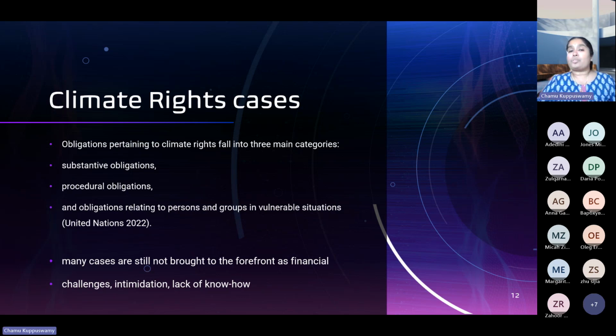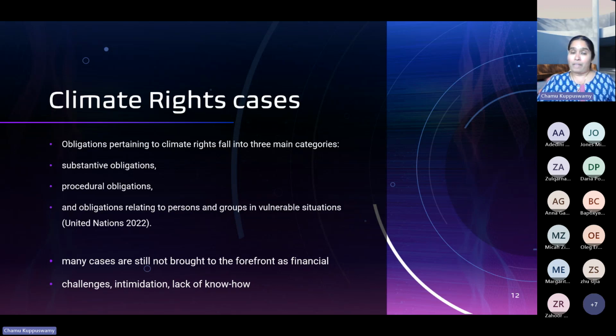And obligations relating to persons and groups in vulnerable situations. So this is where you get international law. There are no obligations directly to individuals. If I, as a citizen of the United Kingdom, am harmed by someone else, I can only go through my government to question another government. However, when it comes to climate rights, there may be direct personhood given to individuals. And that's the obligations relating to persons and groups in vulnerable situations.